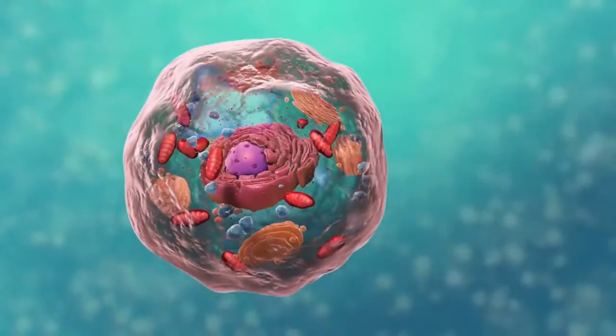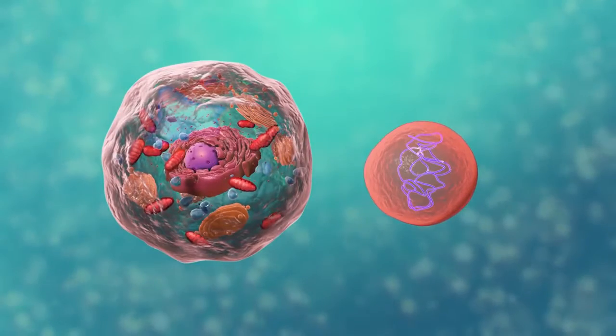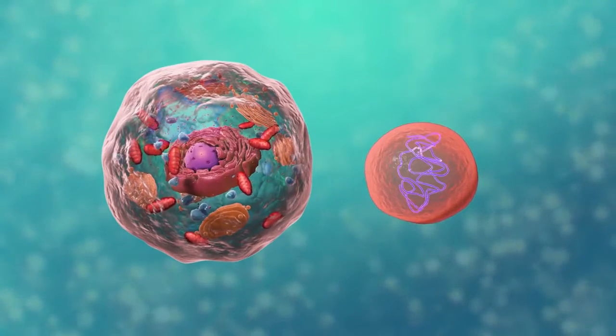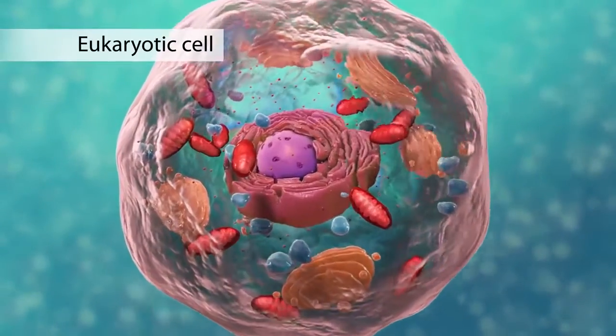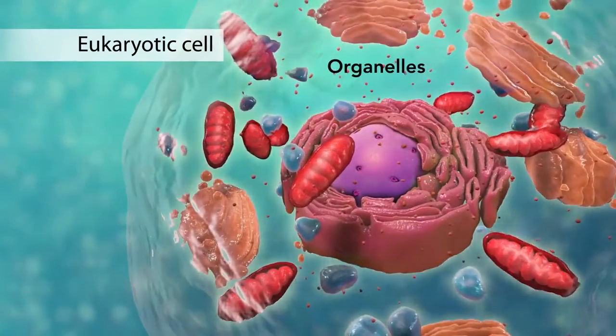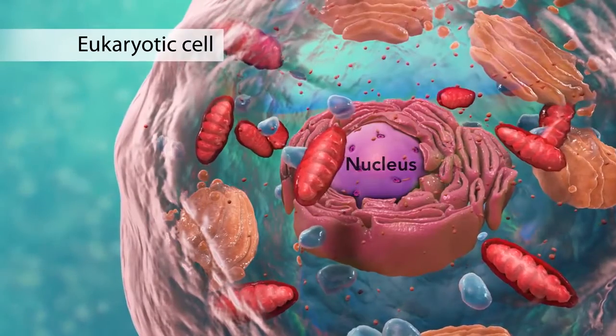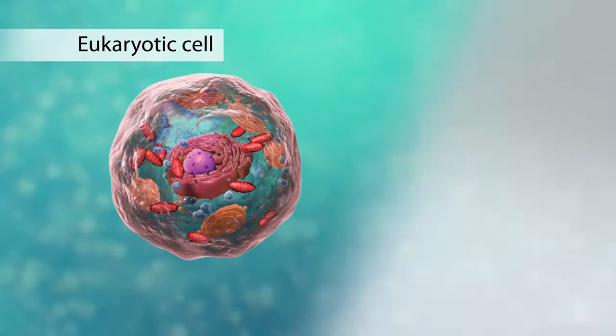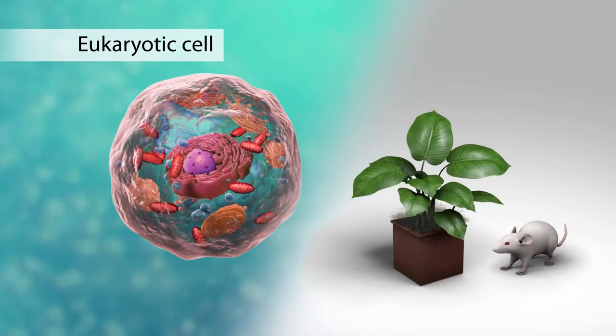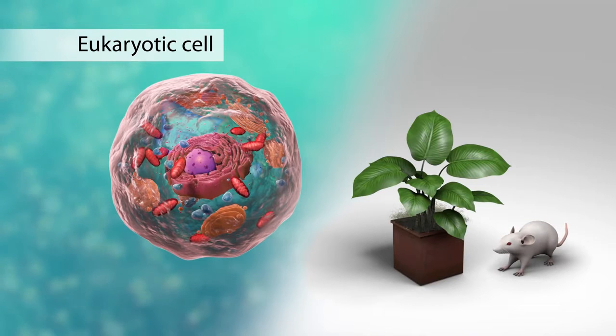You also need to know that there are two broad categories of cells. The first category is eukaryotic cells. They have organelles, which include the nucleus and other special parts. Eukaryotic cells are more advanced, complex cells, such as those found in plants and animals.